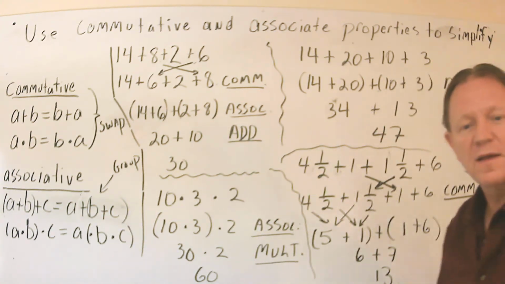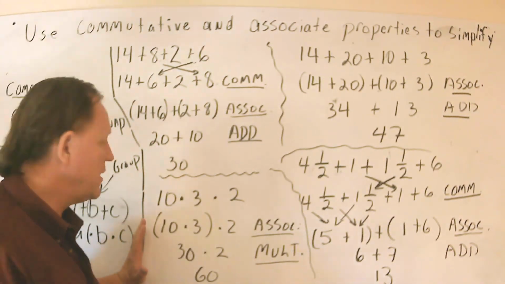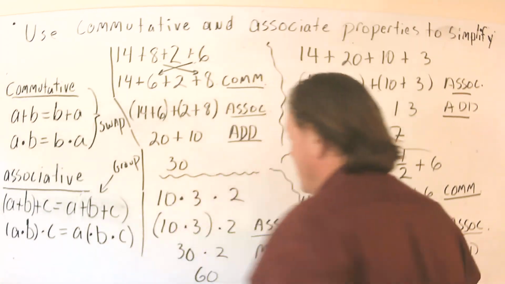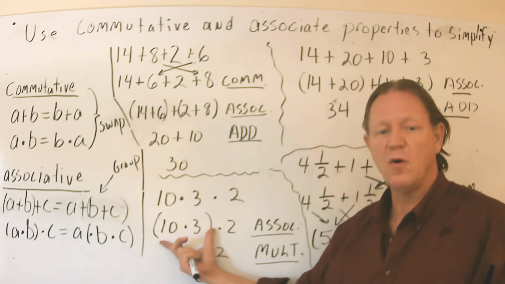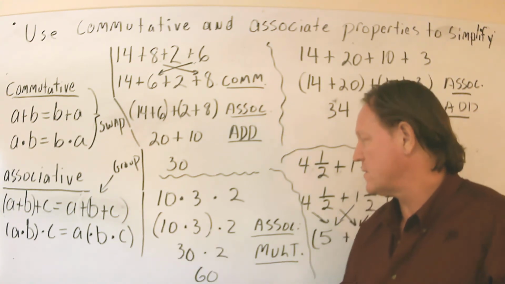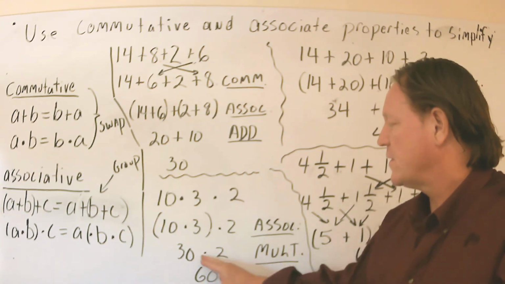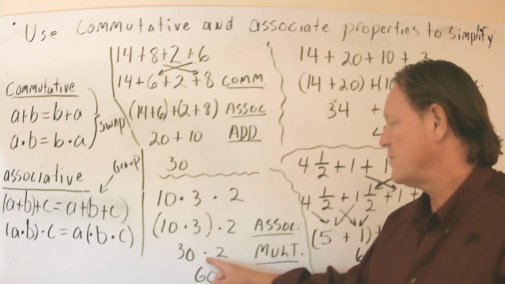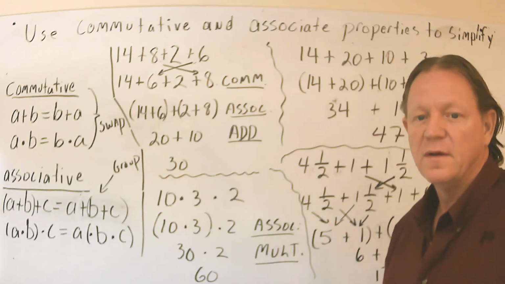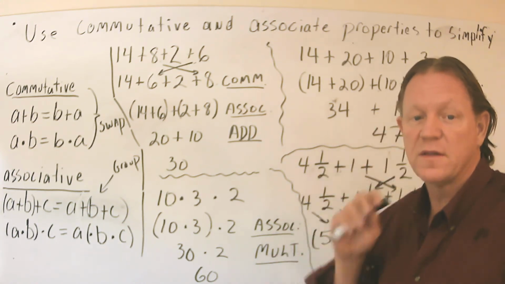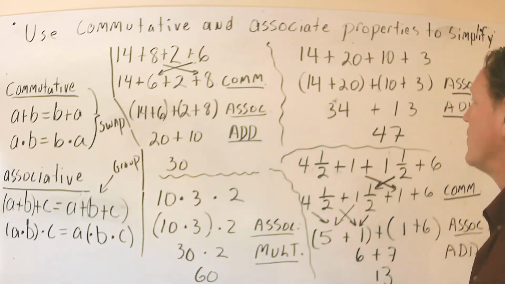Let's look at another example here. In this example right here, we have 10 times 3 times 2. I'm just going to pick out the associative property and associate the 10 and the 3. Order of operations, what we do first is in the parentheses. 3 times 10, or 10 times 3, is 30. So I'm left with 30 times 2, and that's simply the multiplication property. I'll multiply 30 times 2 to get 60. Okay, so that's the second example, and we used the associative property and the multiplication property.